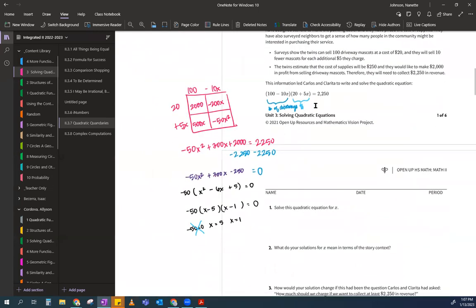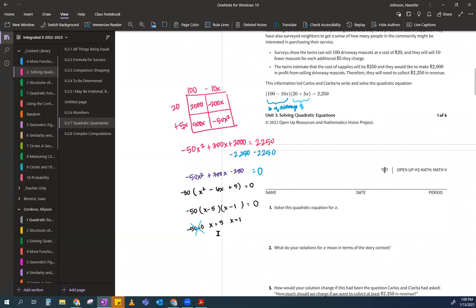We said that in order to do this, we have to set it equal to 0. Then we factored out a -50, and then we solved it and said -50 isn't equal to 0, so it was useless. And we solved it to say x is equal to 5 or x is equal to 1. So x equal to 1 means I'm going to raise the price by 1 increment of $5, and if I do that, 90 people would still pay for their driveway to be painted.